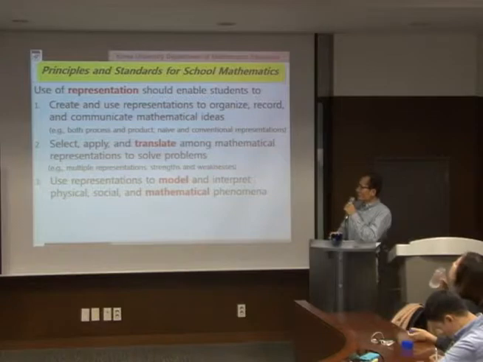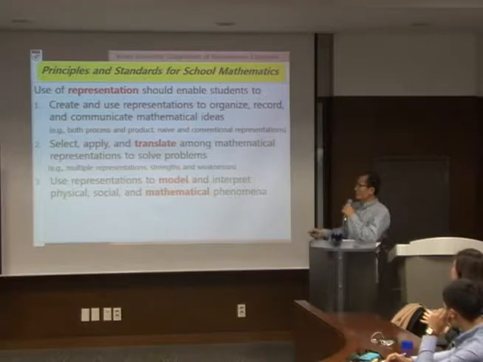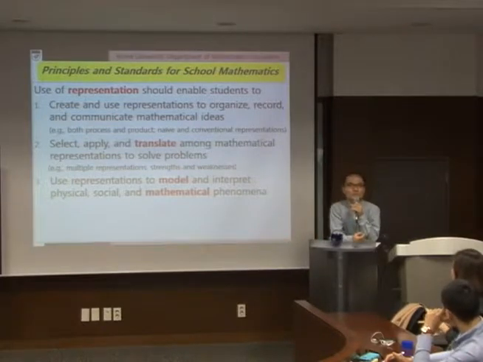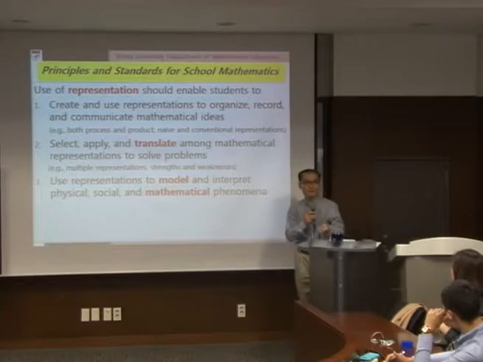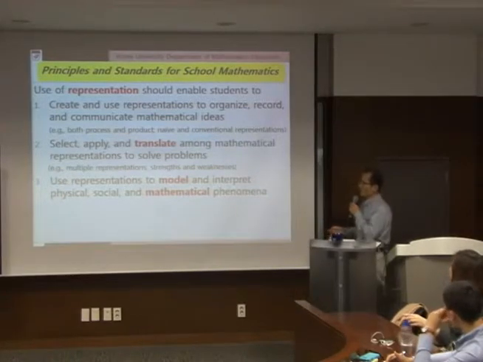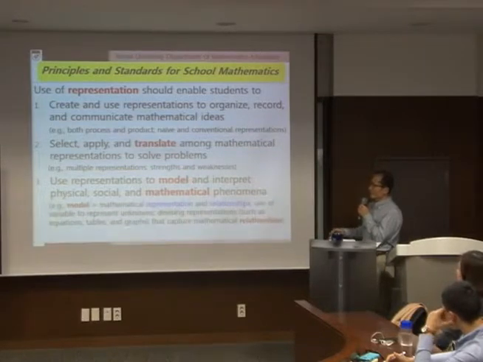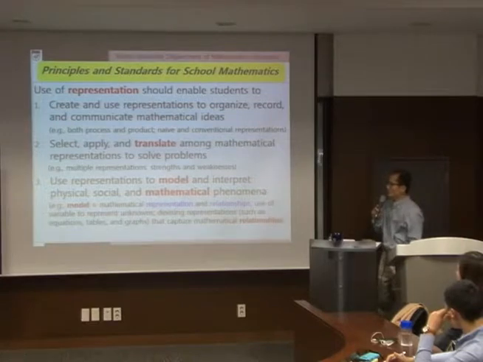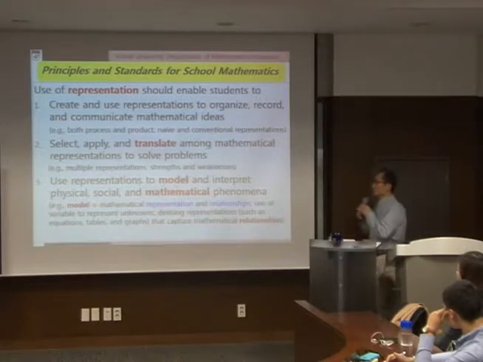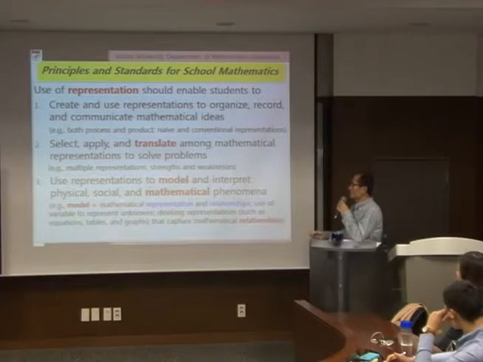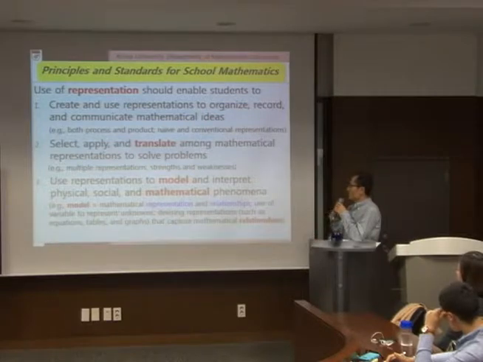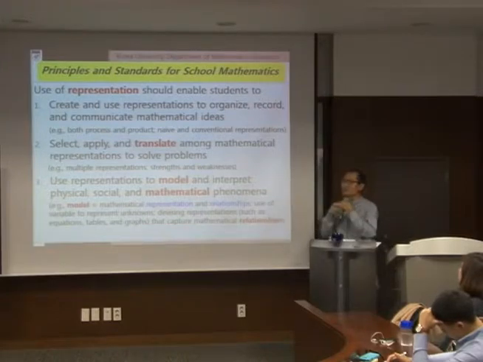The third one, use representation to model and interpret physical, social, and mathematical phenomena. Modeling is not just understanding, right? So modeling means basically application of representation to a situation, like mathematical phenomena. So model, as I emphasized last time, mathematical representation and relationship. Use of a variable to represent an unknown is one of the good examples. So devising representations such as equation, table, and graph that capture mathematical relationships should be the focus in these statements.